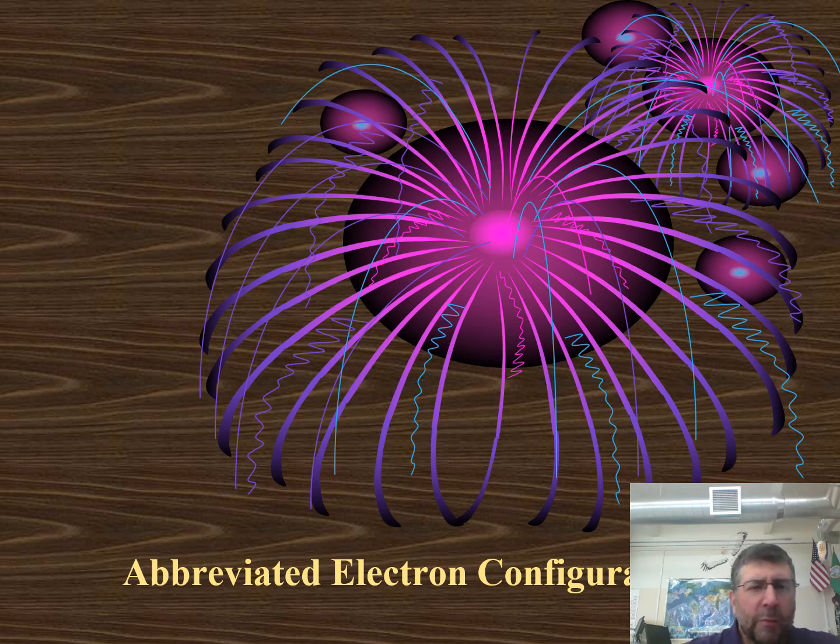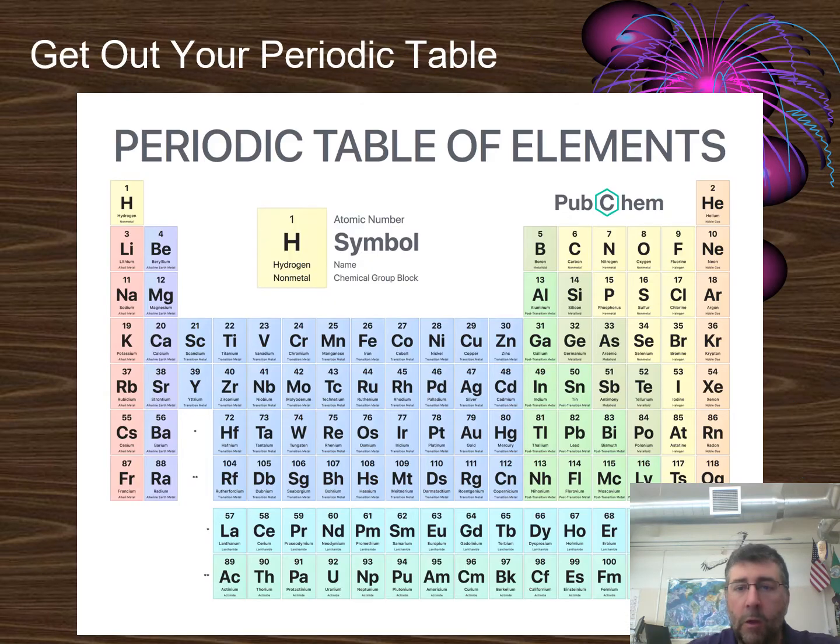All right, so let's talk a little bit more about abbreviated electron configurations and do a little practice with it. Get out your periodic table and find the elements and try to figure out what their full electron configuration would be and then what their abbreviated electron configuration would be. Remember, full electron configuration will be the entire string of orbitals that show the number of electrons. Abbreviated electron configuration will go to the noble gas, the last element in the row above it, and then everything on the row that that element is on.